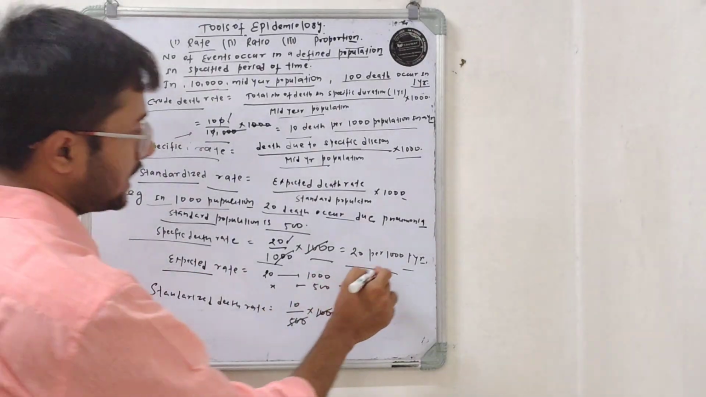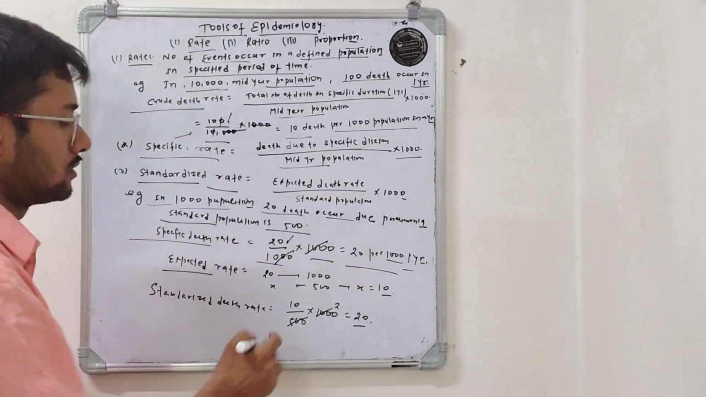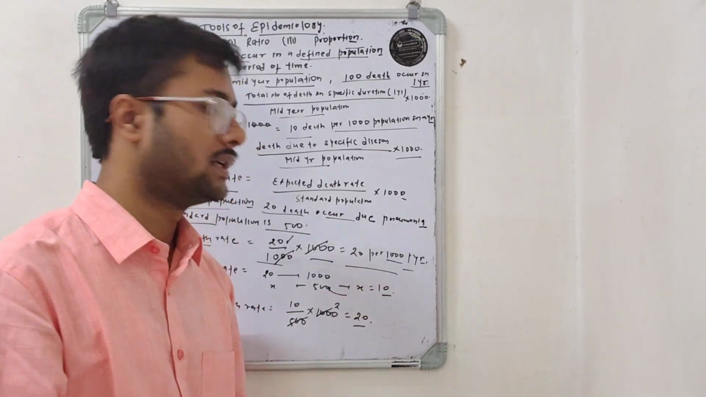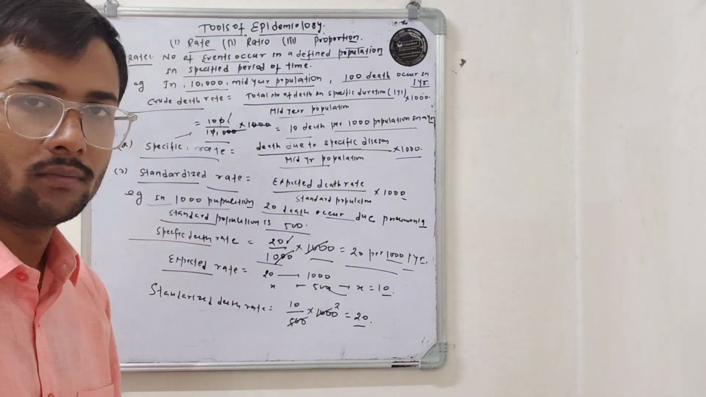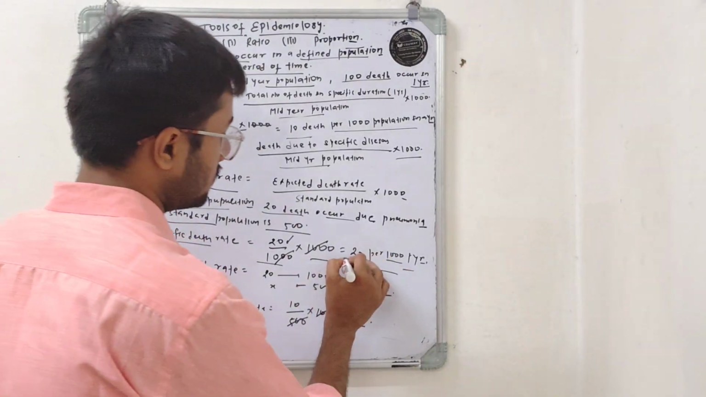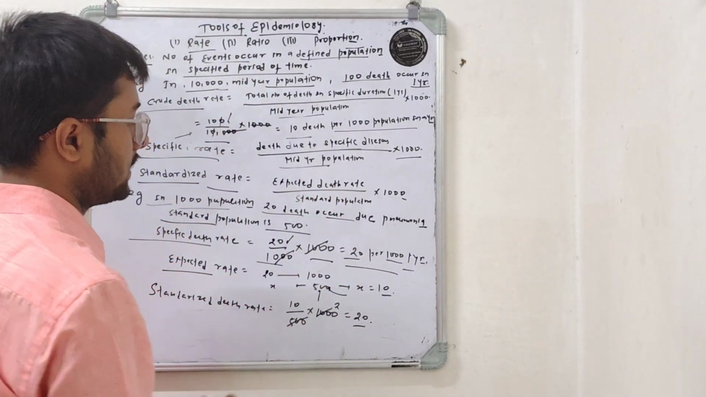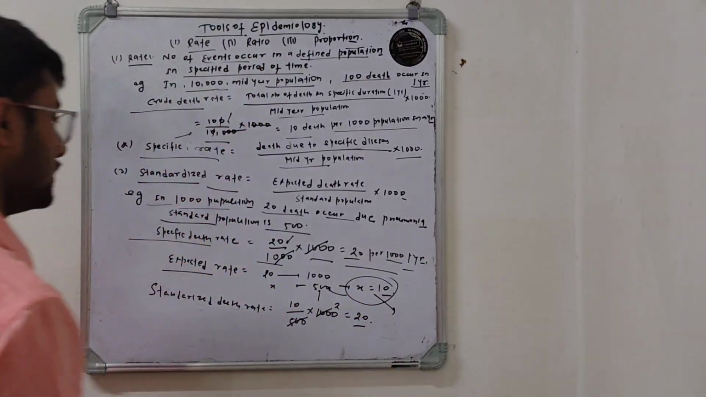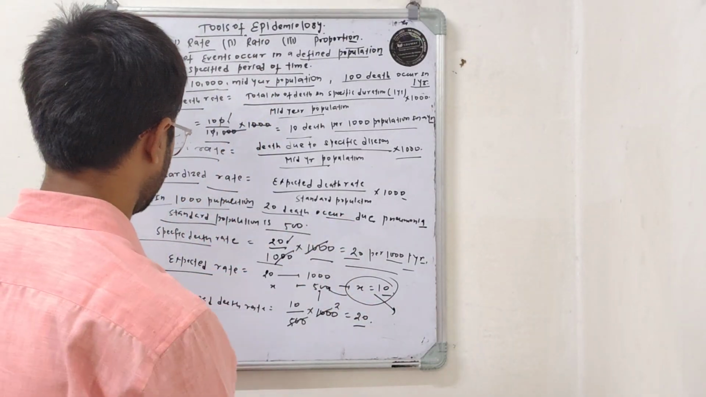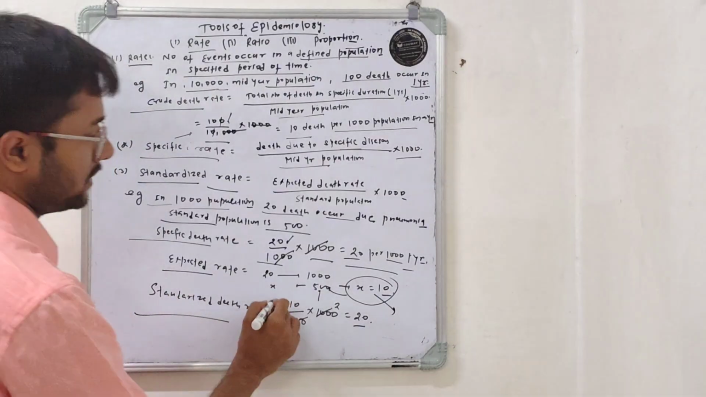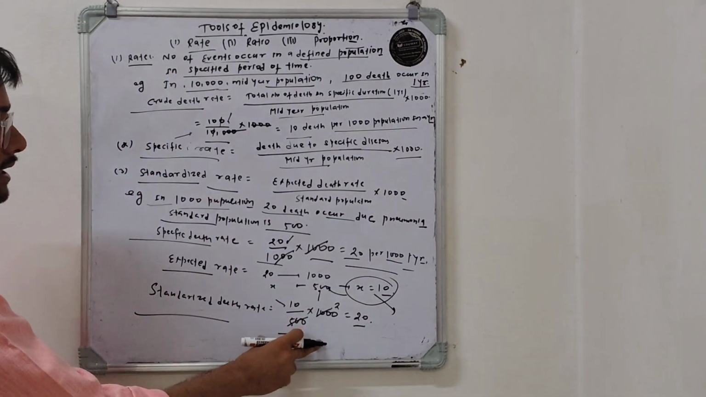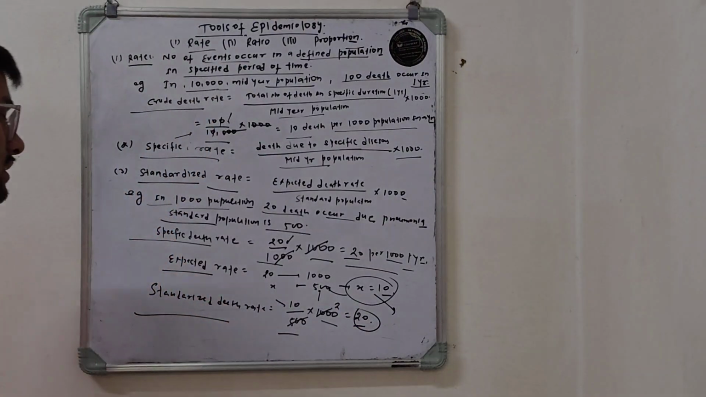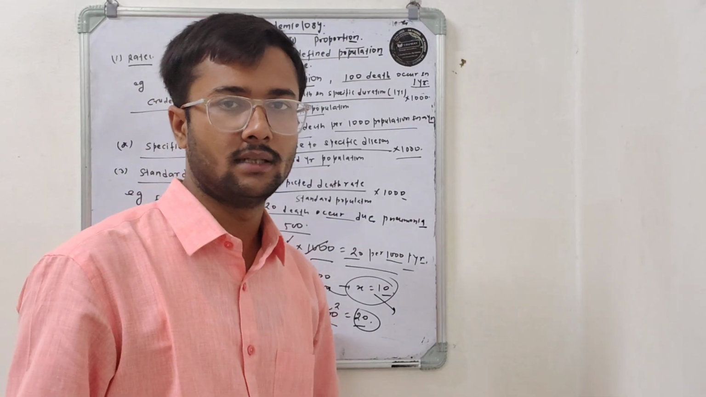Expected rate: in a 1000 population, 20 people will die. As we take 500 as the standard population, which is half of 1000, definitely the number of deaths will also be halved. So in 1000, 20 people will die, so obviously in 500, 10 people will die. This 10 is the expected deaths. So we put this expected death value in the formula of the standardized death rate. I mean 10 upon 500, which is the standard population, multiplied by 1000. So 20 will be the standardized death rate. So this is all about the standardized death rate.